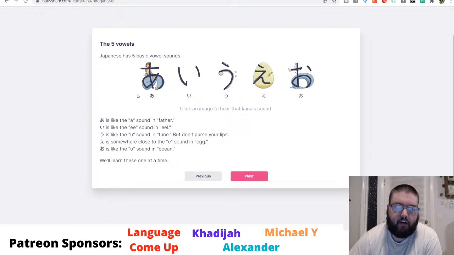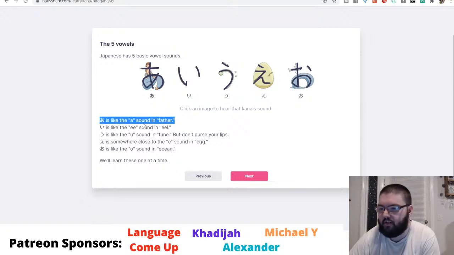Japanese has 5 basic vowels. A, I, U, E, O. A is like the A in father. See, again, it doesn't say it's exact. It just says it's like. It's the closest represented sound.